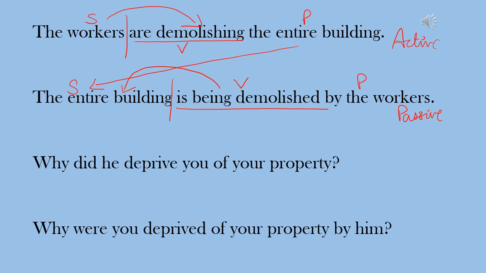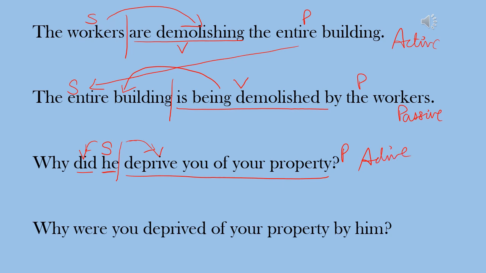Why did he deprive you of your property? It's a question. Now when you read this, why did he, that is the subject, deprive you of your property, that part of the sentence is the predicate. And we know that the subject has done the action of depriving of the property. So the subject is he and deprive is the verb and he is the doer of the action of depriving. So the sentence is in the active voice.